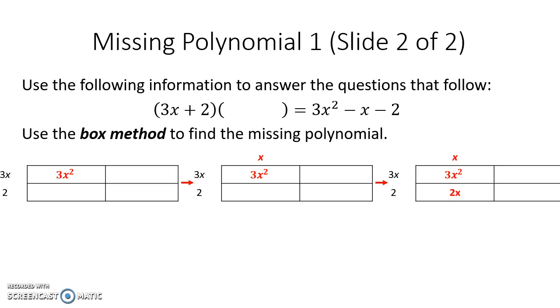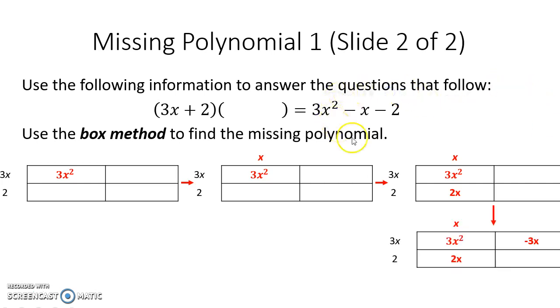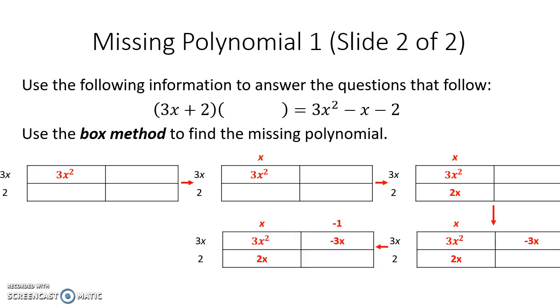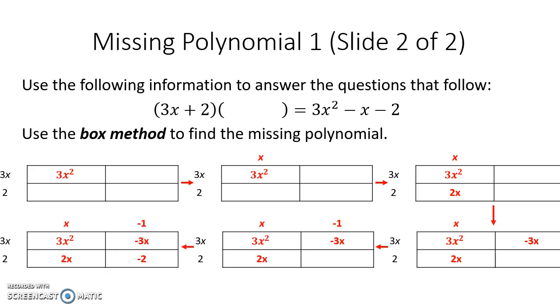Well, now this is a slightly more tricky part, but if you think about it, right now we have 2x in our box, but we need a negative x. That's what that middle one gives us. So to give us a negative x, we're going to have a negative 3x, because negative 3x plus 2x is going to give us that negative x. Now we can figure out that the number at the top of the box to the right should be -1, since 3x times -1 gives us negative 3x. And then finally, you can complete your last box as -2. So our missing polynomial was x minus 1.